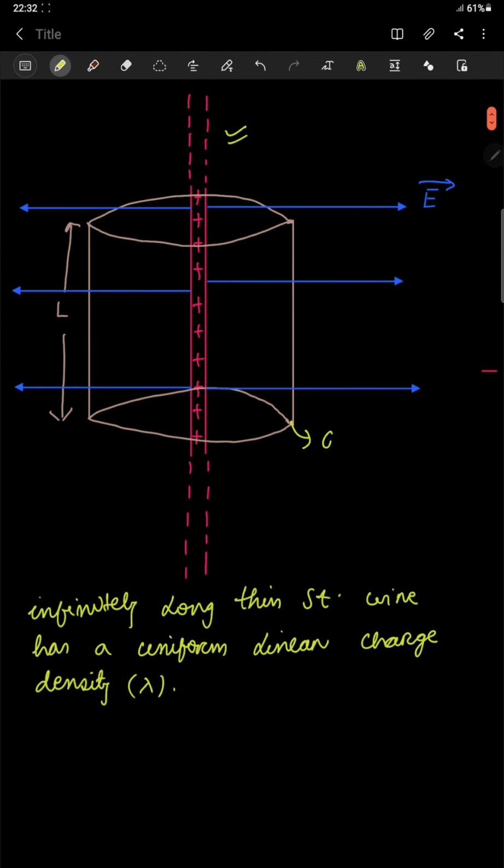This is our Gaussian surface, and the Gaussian surface which we have chosen is a cylinder, and this cylinder has a length L. Okay, so this is the Gaussian surface which we have chosen, and these blue color lines are your electric field. Okay, uniform electric field. And why are these directions? How can you decide? Because plus charge is there in the wire.